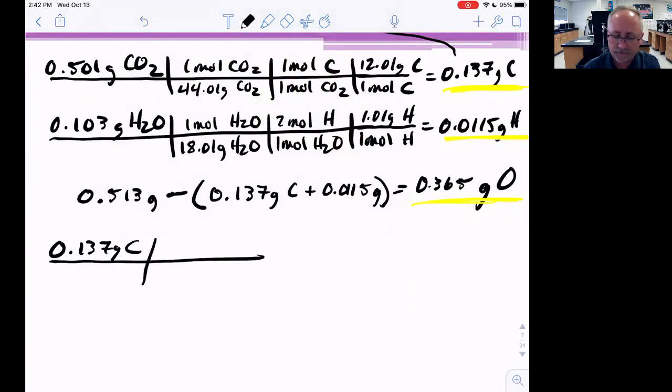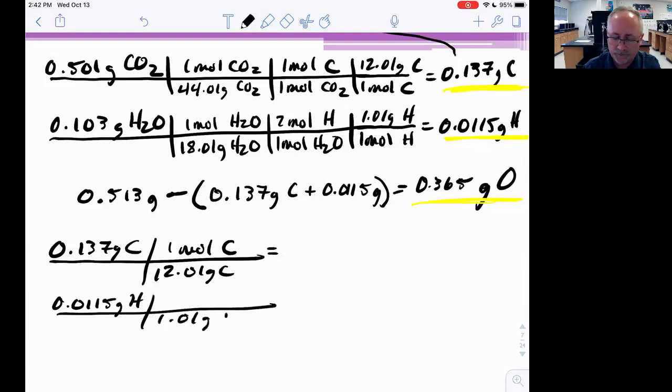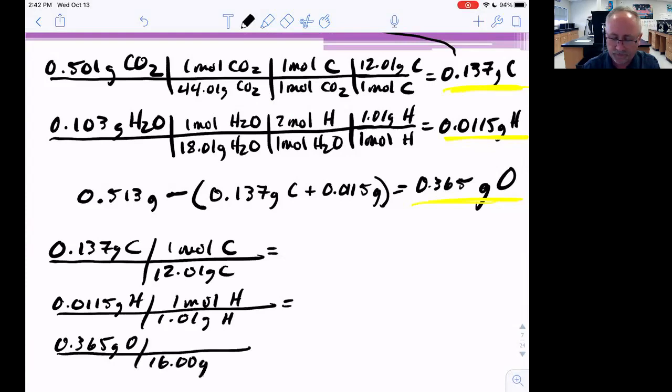I'm going to change that to moles of carbon. There are 12.01 grams of carbon and 1 mole of carbon. That will give me moles. I'm going to do the same for the hydrogen. 0.0115 grams of hydrogen. Zip, zip, 1.01 grams for every mole of hydrogen. And I'll do the same thing for my oxygen. 0.365 grams of oxygen. Zip, zip. 16.00 grams of oxygen is 1 mole of oxygen. And I'll get my moles for each of these.